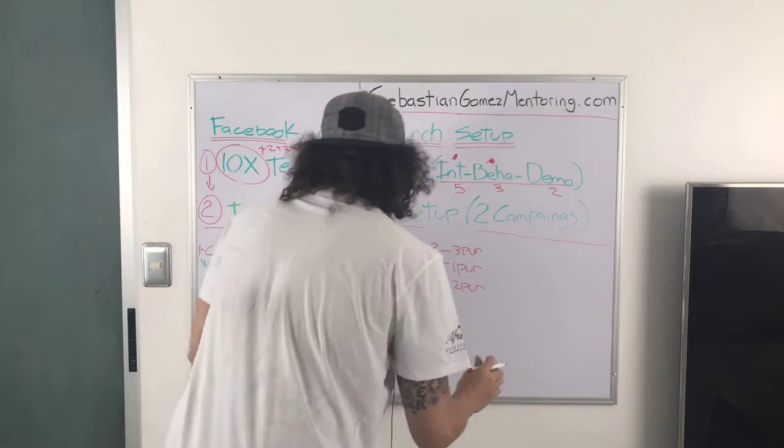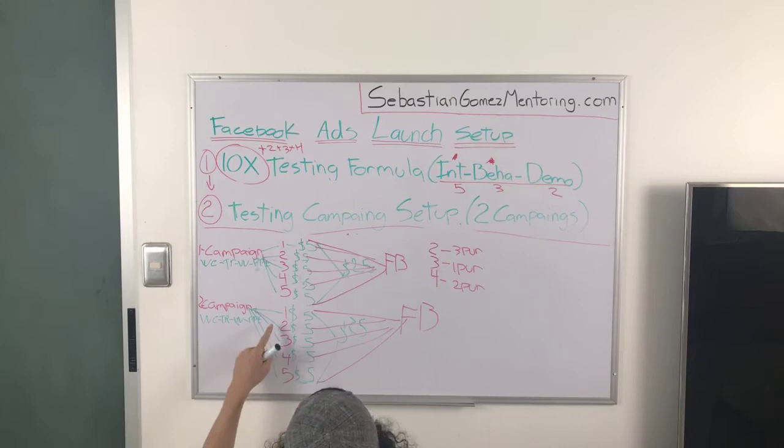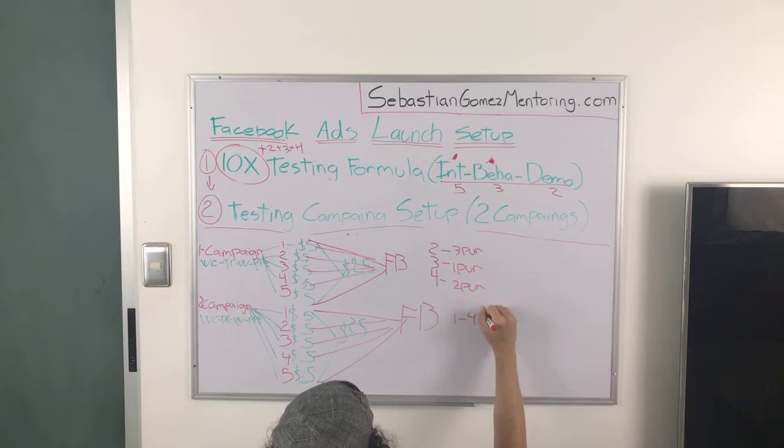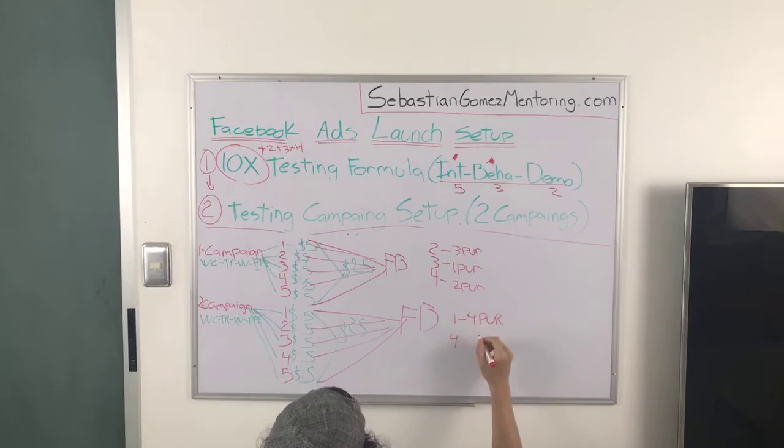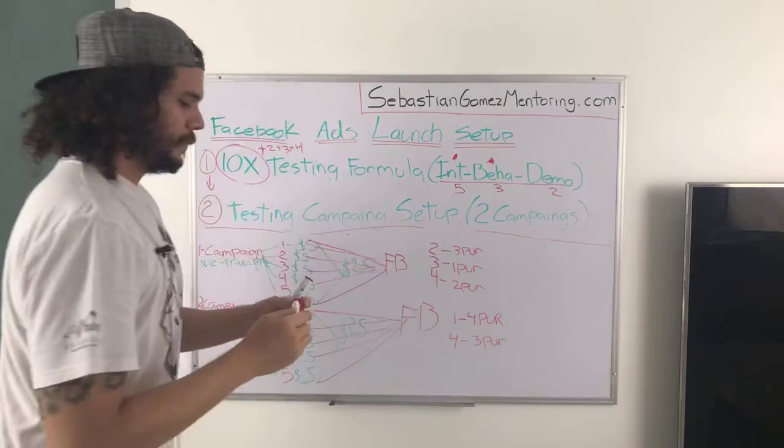Again, we can do the exact same thing. Let's go here and let's say this interest, number one, got us four purchases, and let's say interest four got us three purchases. Okay, so what happened here? This is day two.